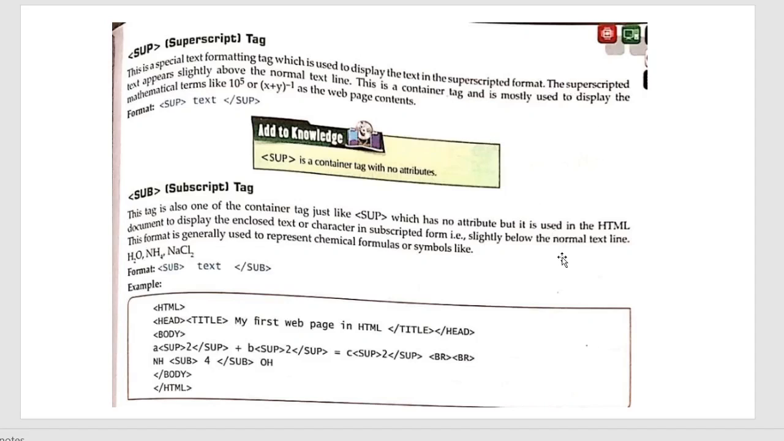For example, H2O, and 2 is your subscript here. This formatting is generally used to generate chemical formulas or symbols like H2O. This 2 is your SUB subscript. NH4, this 4 is your subscript. NaCl2, this 2 is your subscript, and here 10 raised to power 5, this 5 is your SUP superscript. And the same, for example, SUB, then write down the text, then close the SUB tag. And let's do the practical of this SUB and SUP.